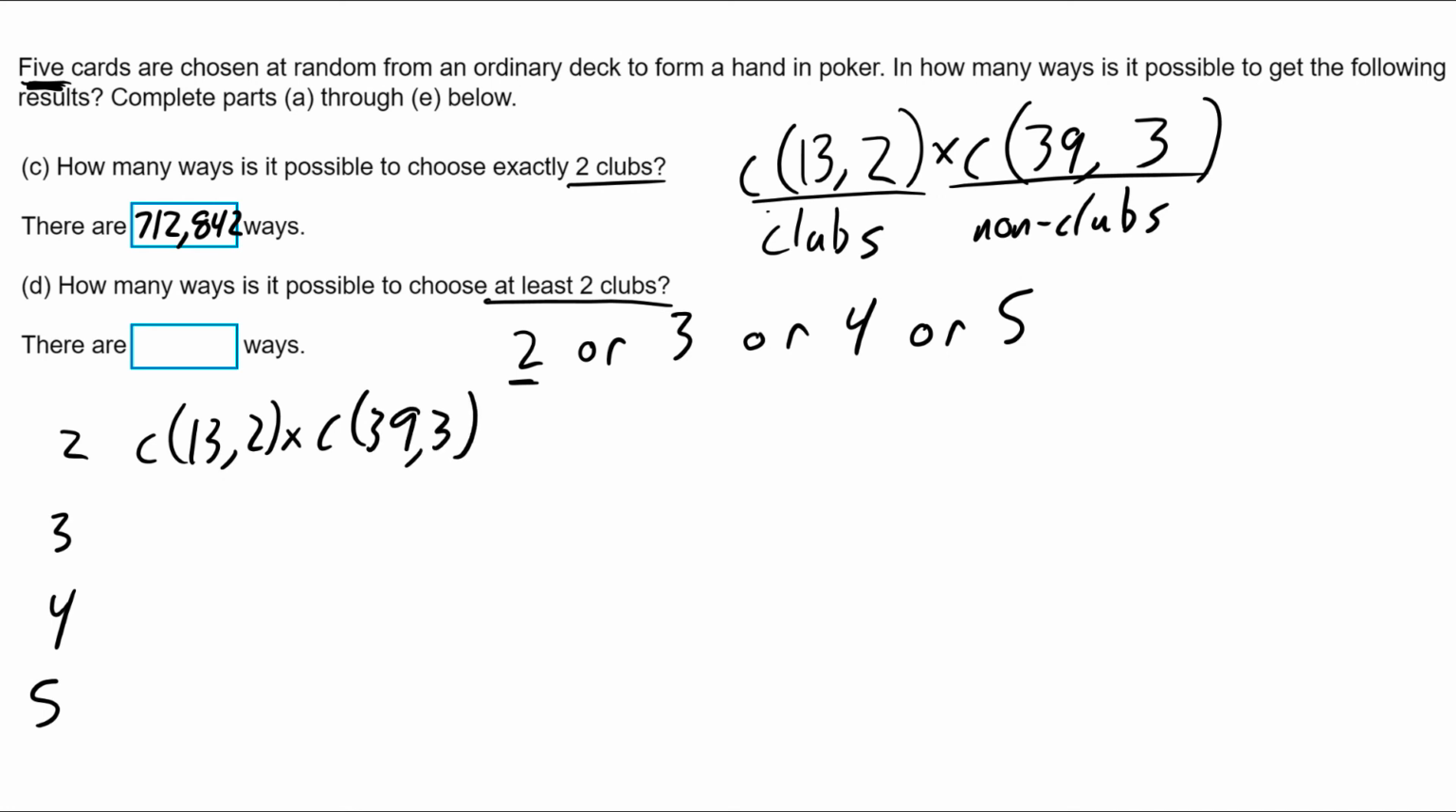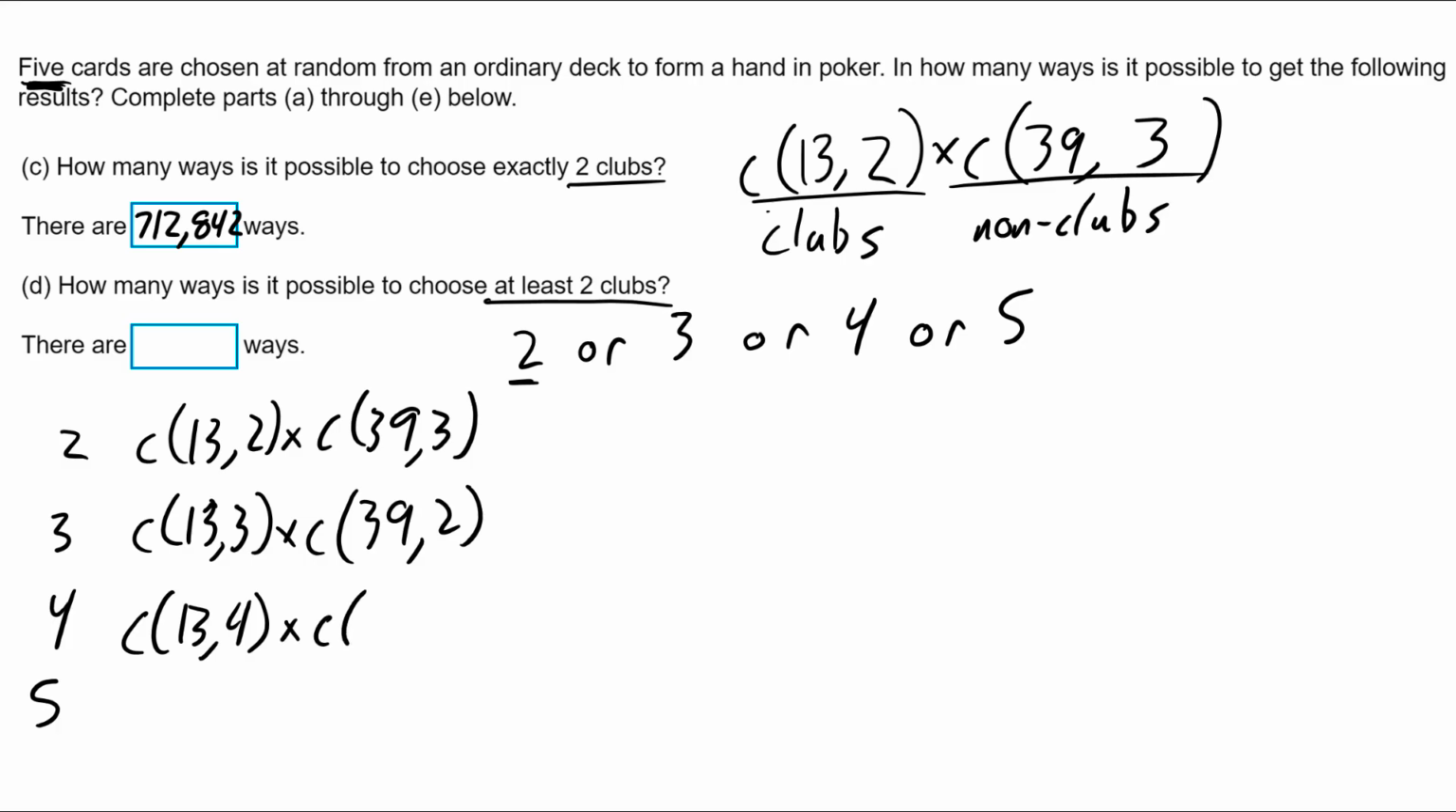All right, 3 clubs. Well, that's 13, 3. We want 3 clubs, and that means we only need 2 other cards. So that's 39, 2. And then for 4 clubs, that's 13, 4, because we want 4 clubs. And if we want 4 clubs, then we only need 1 other card. So that's 39, 1. And then 5, that's combination 13, 5, because we want 5 clubs. And then combination 39, 0, because if we're choosing 5 clubs, then we don't need any other cards.